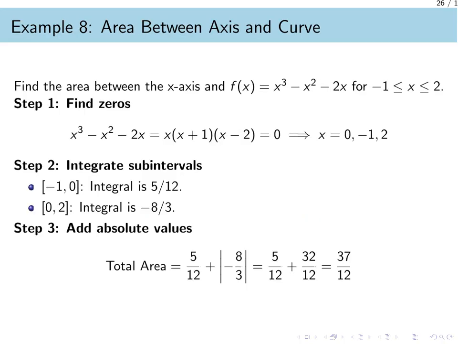For our final example, we find the area between the x-axis and a cubic polynomial over the interval from -1 to 2. First, we factor the polynomial to find its zeros at x equals 0, -1, and 2, which helps us identify the subintervals. We integrate separately from -1 to 0, obtaining 5/12, and from 0 to 2, obtaining -8/3. We then take the absolute value of the second integral to convert it to a positive area. Adding 5/12 and 32/12 gives us a total area of 37/12.